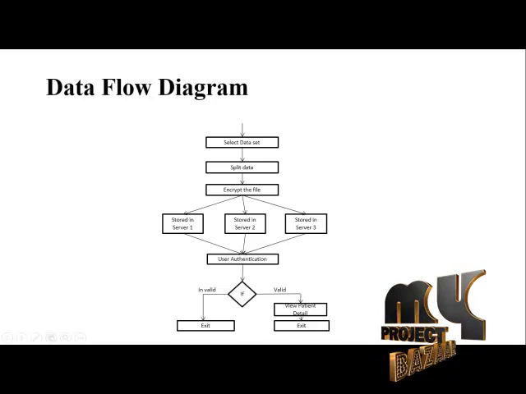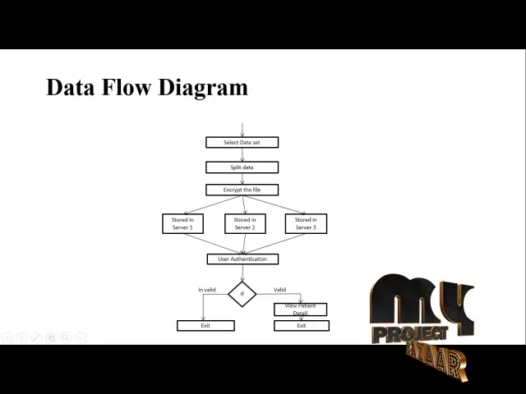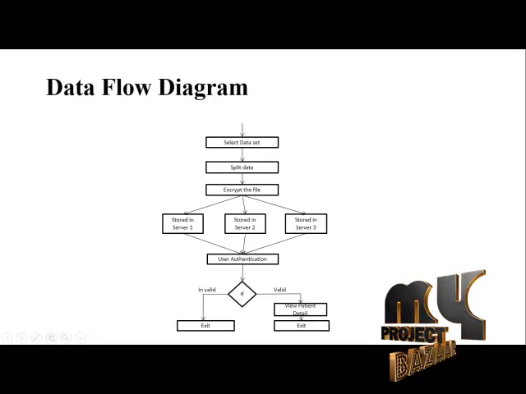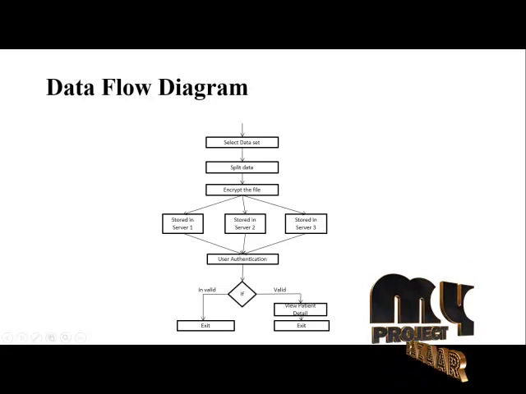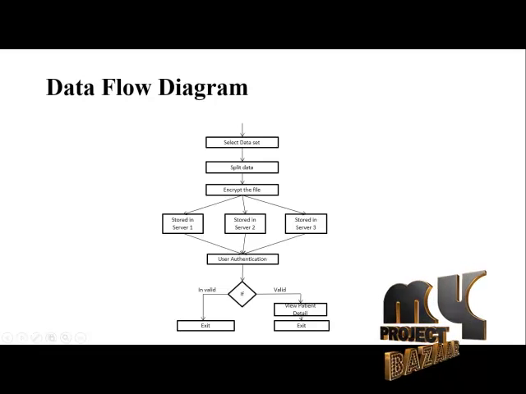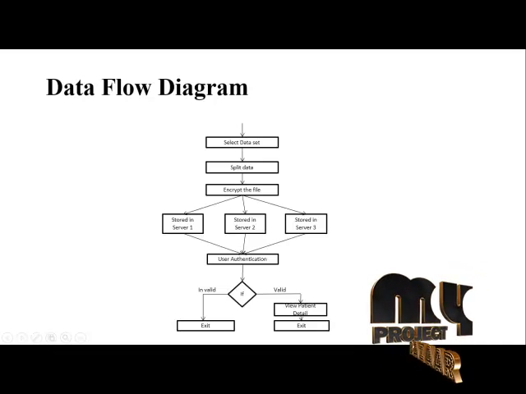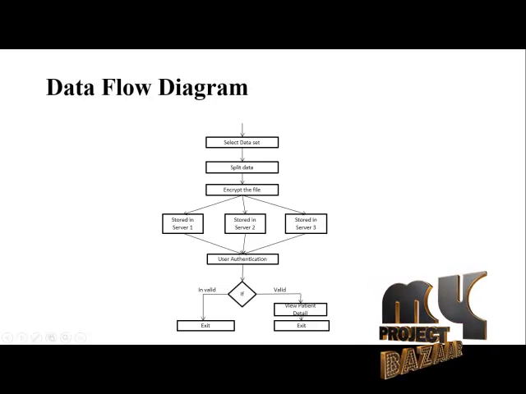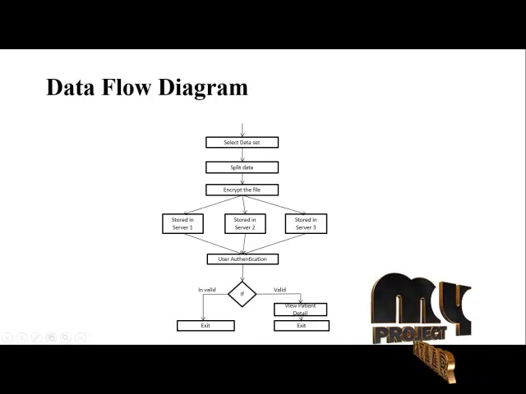And then we have to encrypt the file before we store it into the different distributed servers, because of security reasons. Then we split the data into smaller parts, and the smaller parts are encrypted. We have to encrypt the different files, and then store the different encrypted files into the different servers like server 1, server 2, server 3.